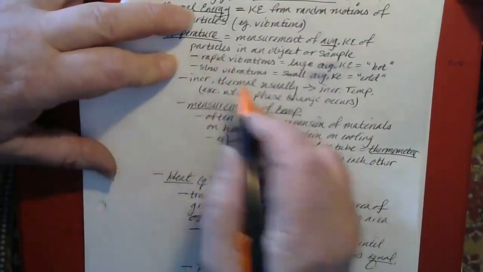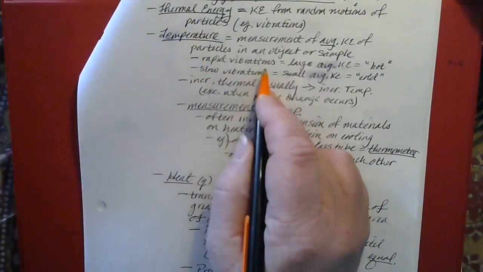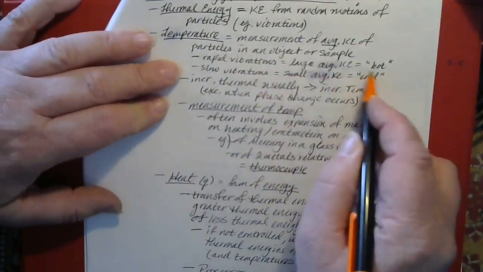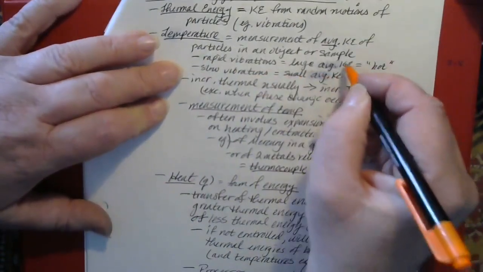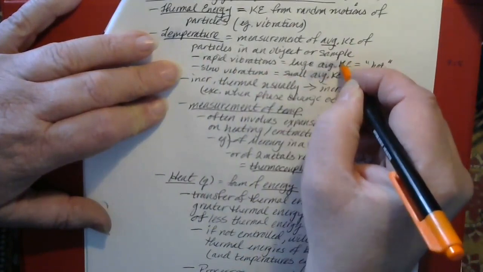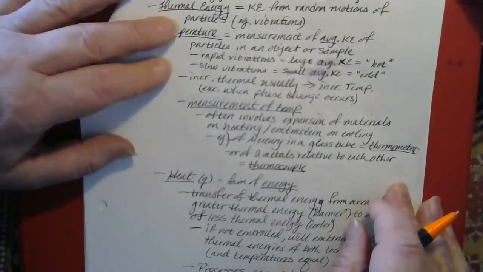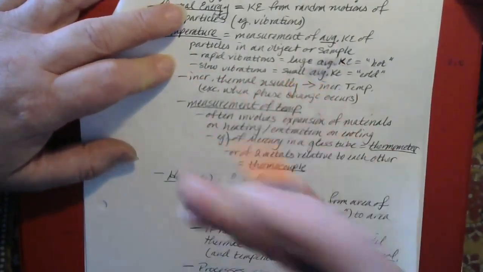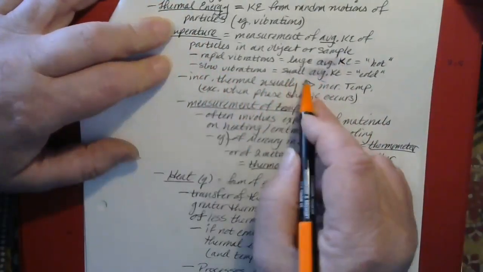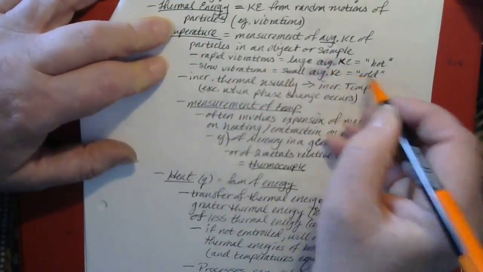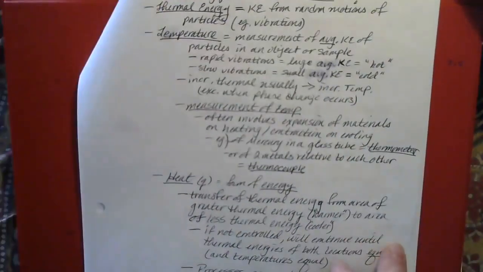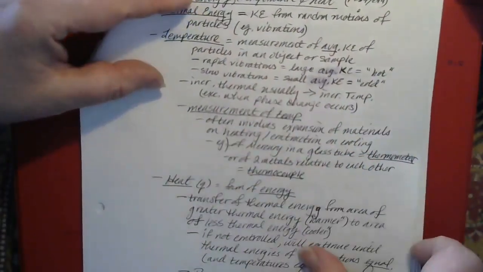If there's a rapid vibration of the molecules, that means there's a large amount of thermal energy present, and that gives you a large average kinetic energy, and we say that the object is hot. And I just noticed that the way I wrote KE looks like ice. No, it's KE. If the vibrations of the particles are slow, that would be equivalent to a low amount of thermal energy, or a small average kinetic energy, in other words, and that we would term as being cold. So hot means fast vibrations, cold means slow vibrations.